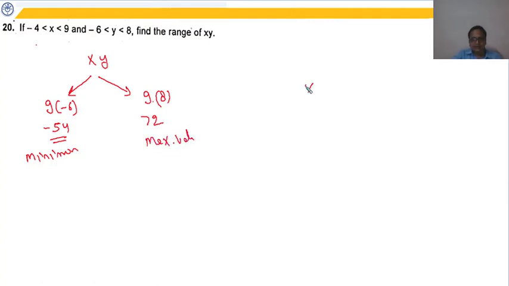Let's do one more iteration. Suppose, instead of minus 6, we take minus 4 as the value of x. Then y we can take as a positive value, because positive into negative makes negative. This becomes minus 32. Now minus 54 is less than minus 32, so the minimum is minus 54. For the maximum there is no doubt. We multiply 8 into 9, or we can multiply both negative values also, because negative into negative becomes positive. Minus 4 into minus 6 becomes plus 24, but in this case we had 72. So this is the maximum value, and this is the minimum value.